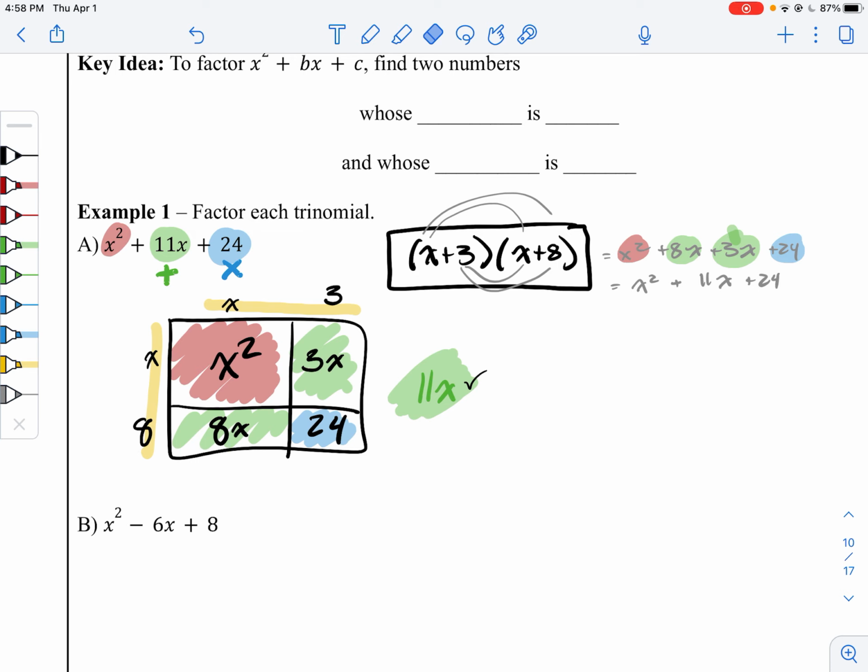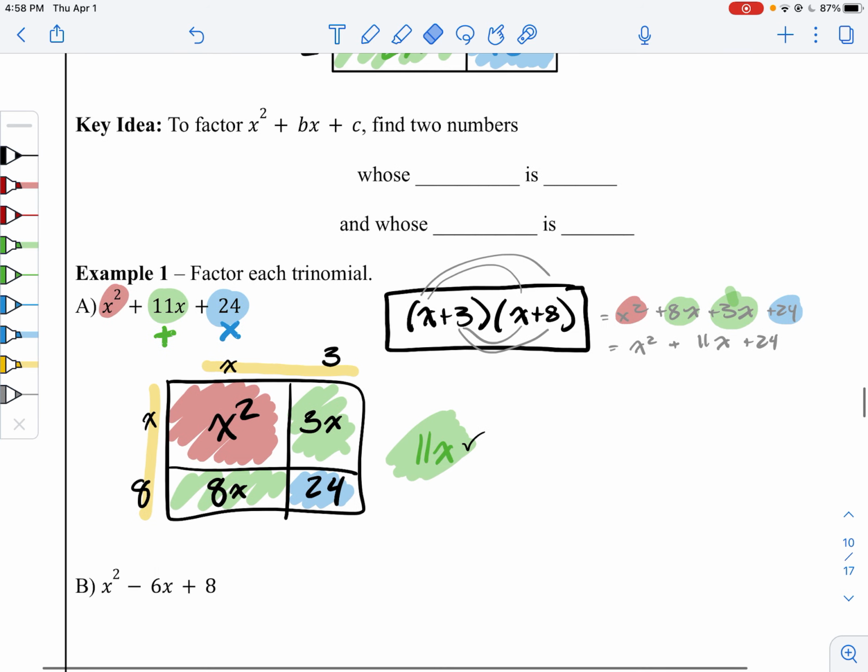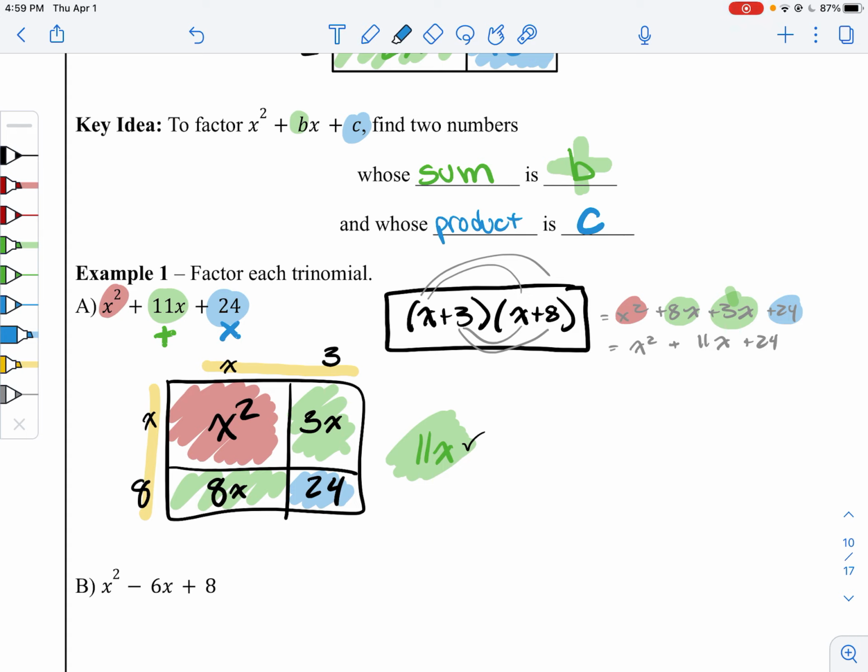Cool? Cool. So what did we try to find? How do we know this was correct? Well, in looking for x squared plus bx plus c, we needed to find two numbers whose sum is b. That is, they add up to b. And then we needed to find two other numbers whose product is c. That is, they multiplied to get c. That's our key idea.